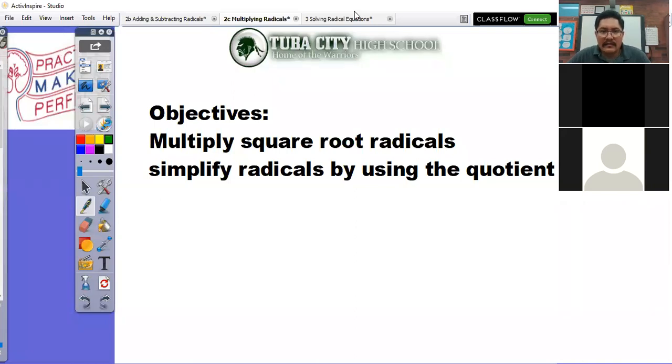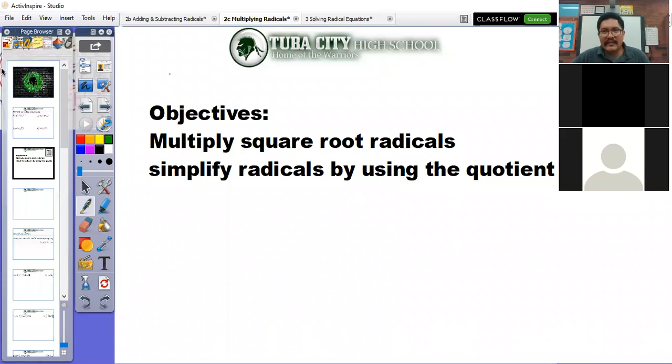So what we're going to do today is multiply square root radicals and simplify radicals by using the quotient rule. So we've been simplifying radicals, so it's not too big of a deal. It's not that much different than what we've been normally doing. But the multiplication, I think, is a little bit different. But I think when it comes to rules, I don't think it's that bad. Maybe seeing it once or twice, it'll start to make sense, and it won't be something that you have to work a lot for. But anyway, those are the learning objectives for today.